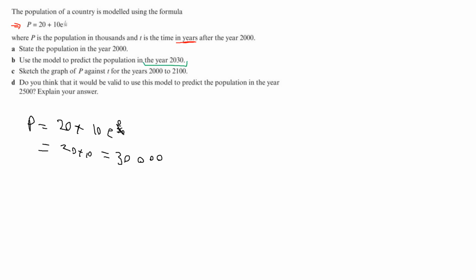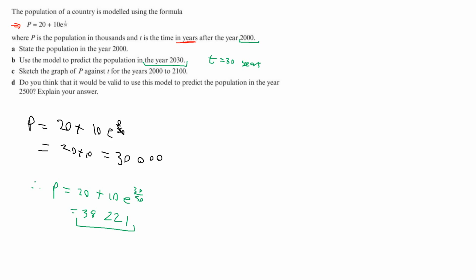Now, using the model, predict what the population will be like in 2030. How many years have passed between 2000 and 2030? Well, T would be 30 years. So therefore, P is equal to 20 plus 10e to the 30 over 50, which you can plug into your calculator. That's fine. 38,221 is what I get.